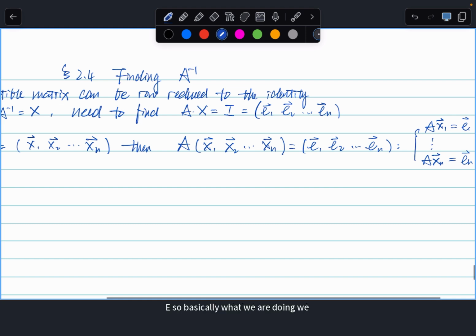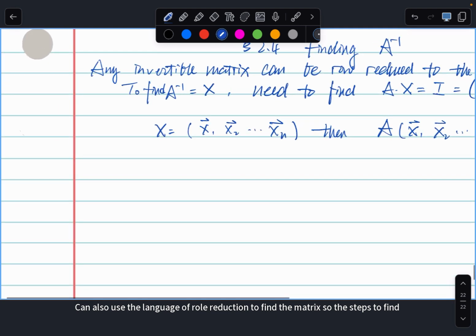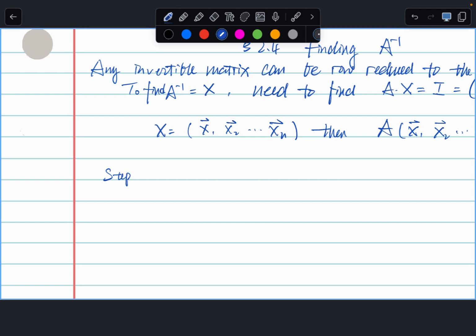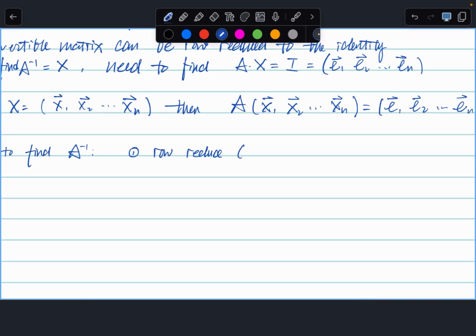So basically what we're doing, we can also use the language of row reduction to find the matrix. So the steps to find the inverse of A is basically first row reduce the augmented matrix, and on the left is the matrix A, on the right is the identity matrix.